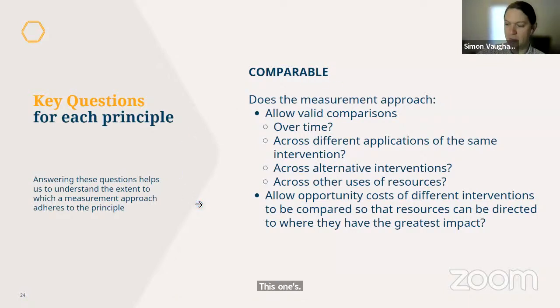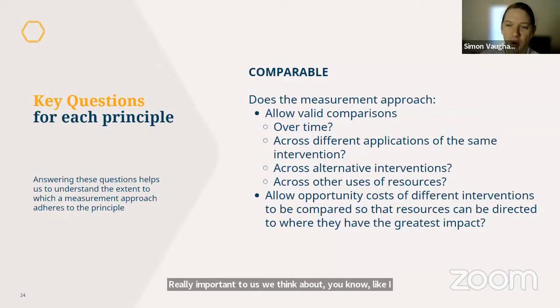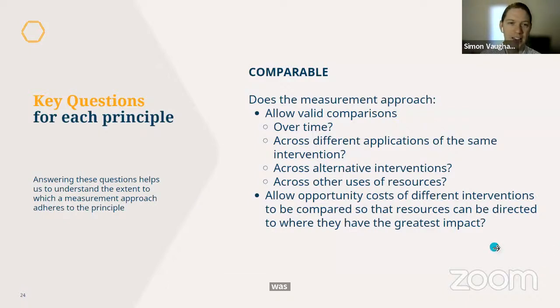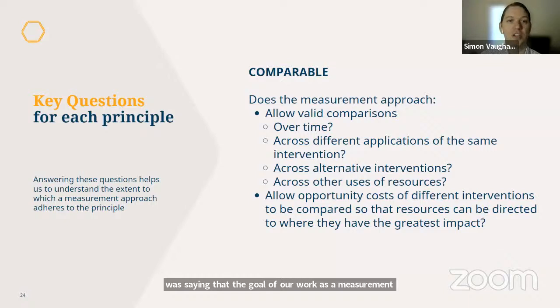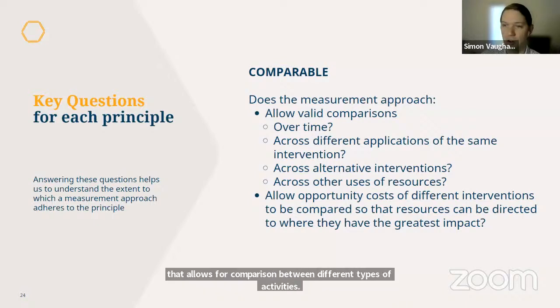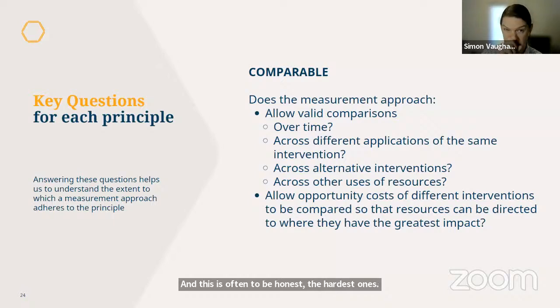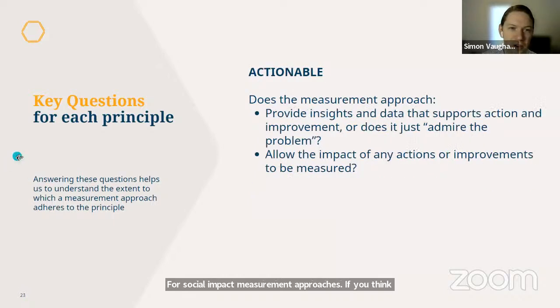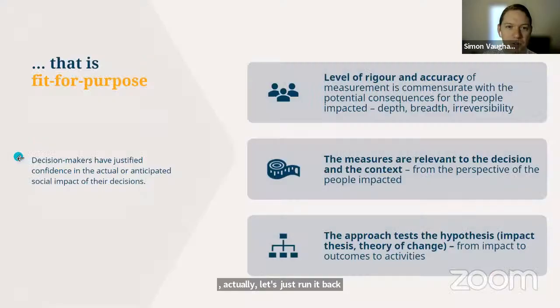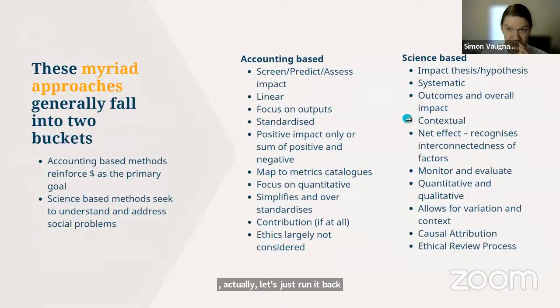We think about, like I was saying, that the goal of our work as a measurement agency is to help people to direct resources to where they can have the greatest impact. And in order to be confident in that, we do need a measurement approach that allows for comparison between different types of activities. And this is often, to be honest, the hardest one for social impact measurement approaches. Let's just run it back and we'll talk through why that's the case.